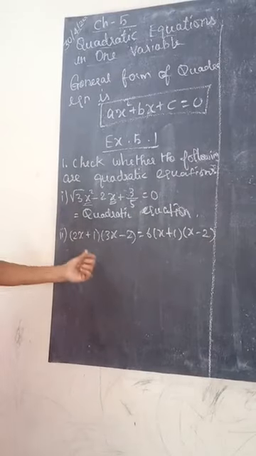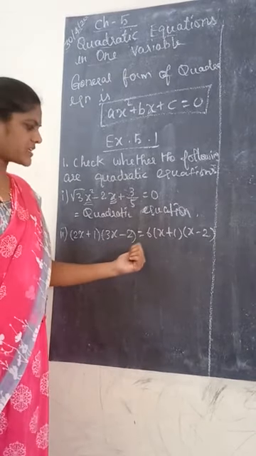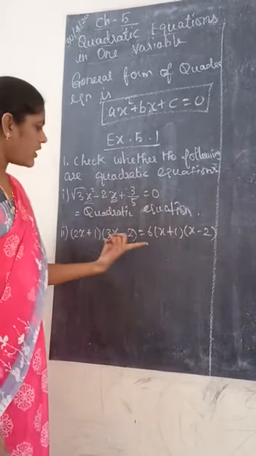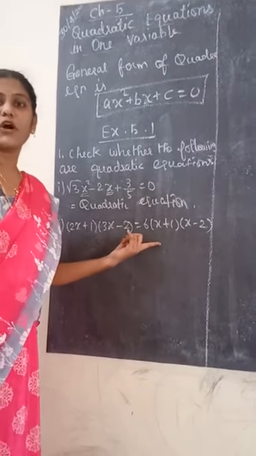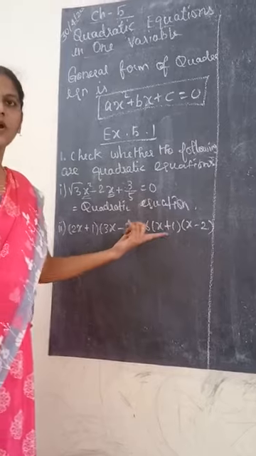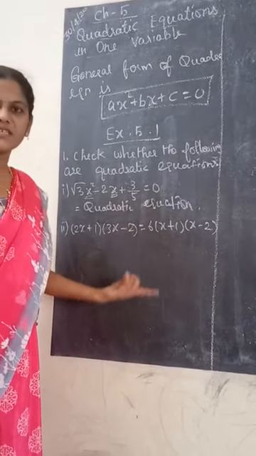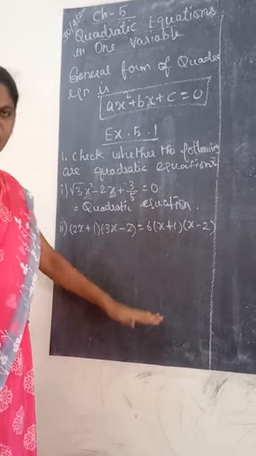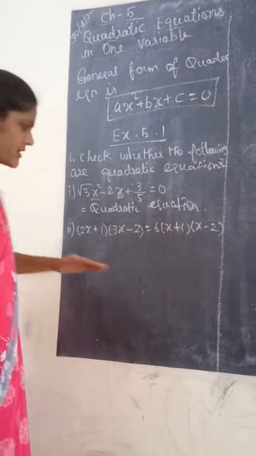See the next sum. 2x plus 1, 3x minus 2 equal to this term. Automatically this is not in the form of ax square plus bx plus c is equal to 0. So first we need to convert this into the general form of the quadratic equation. How will we convert? We need to simplify this.